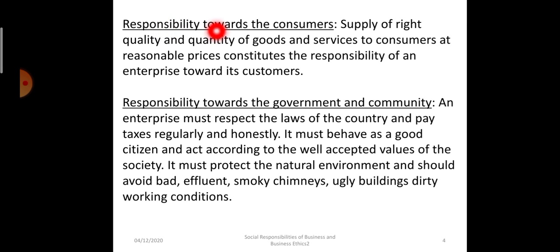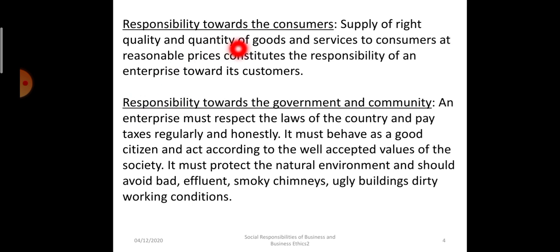Responsibility of business towards consumers. Now, as a consumer, what are your expectations from a business? First, it should provide a good quality product without any adulteration. The quantity should be good. Then the prices should be reasonable. It should not be very high. So the responsibility towards consumers is to provide the right quality and quantity of goods at a reasonable price.